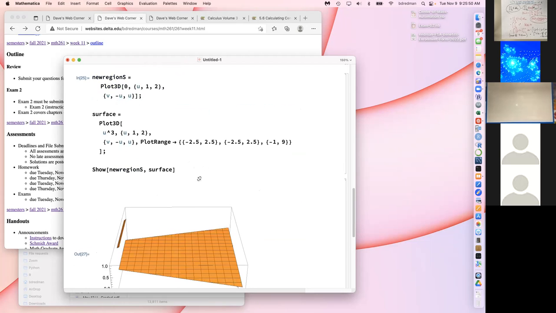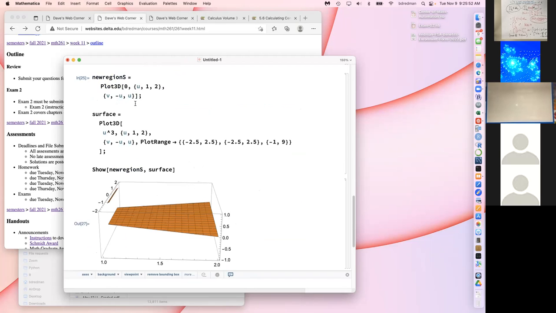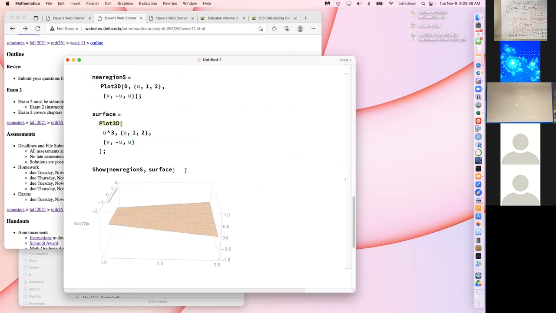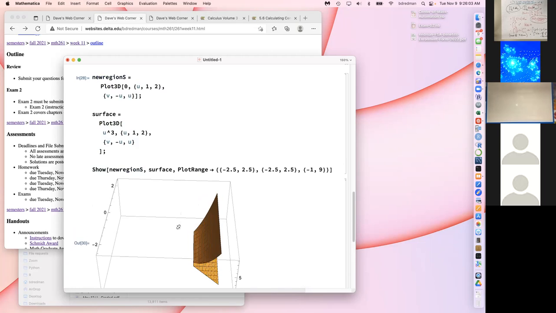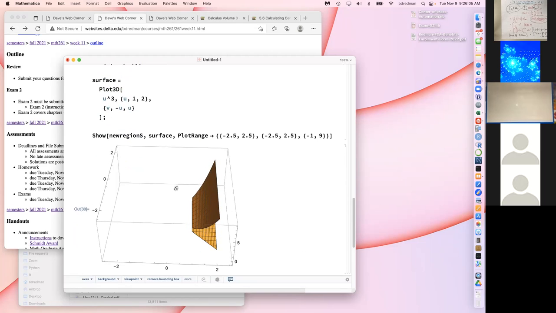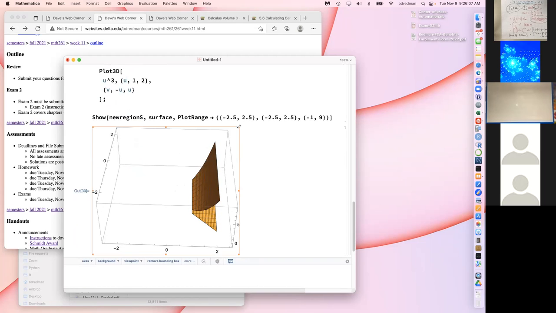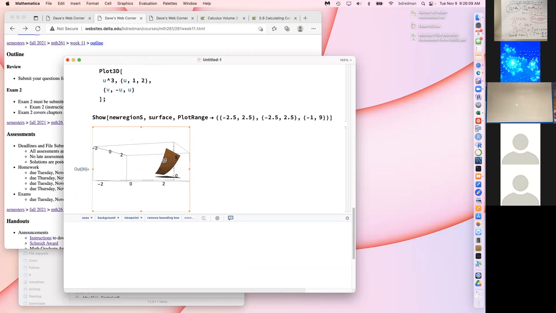Okay, it does execute, but it doesn't execute in the height. So we're going to move this plot range down to here. Now let's try it. There we go. That's what I wanted to see. So let me show you what I did, to show you both the region, the shadow cast by that surface, and the surface itself.